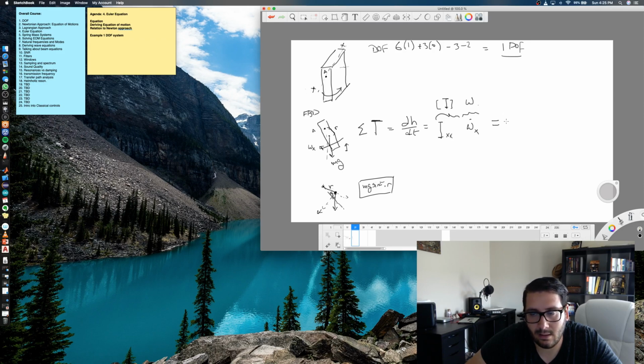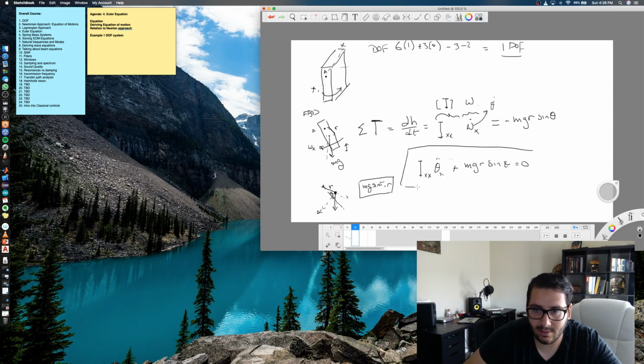Sorry, this is probably a bad assumption, but I'll stick to it anyway. It's going to be minus mg r sine theta. So my equation became Ixx, and we know that omega is theta dot, so omega dot is theta double dot in the x direction. It's equal to plus mgr sine theta equal to 0. So here's my equation of motion.